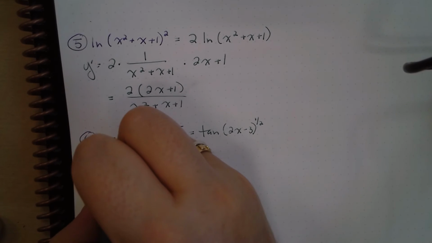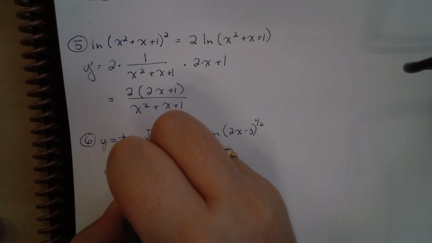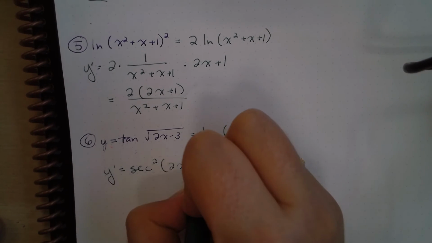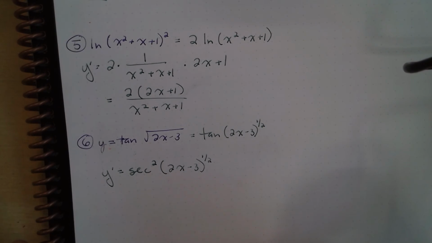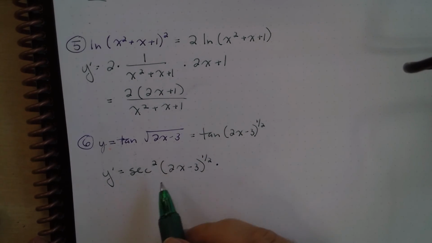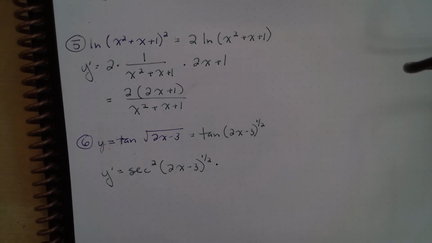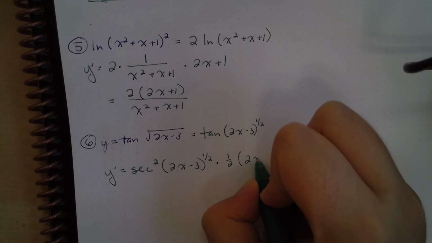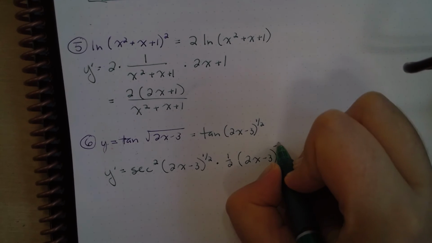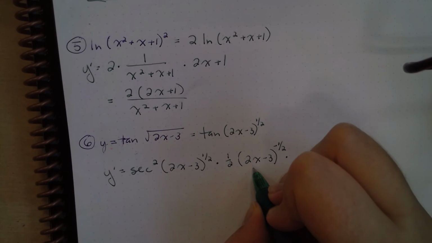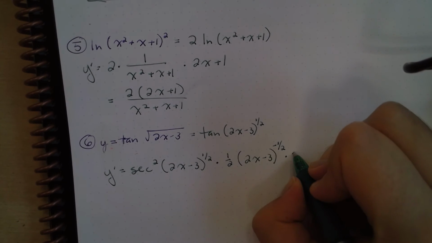Well, the derivative of tangent is secant squared, so we have secant squared of 2x minus 3 to the 1/2 times, we have to take the derivative of this now. We have to take the derivative of 2x minus 3 to the 1/2. So that's going to be 1/2 times 2x minus 3 to the negative 1/2, we subtracted 1, times the derivative of what's inside there, which is just 2.